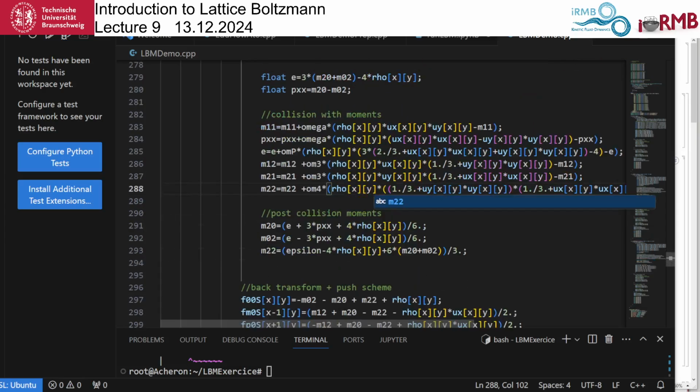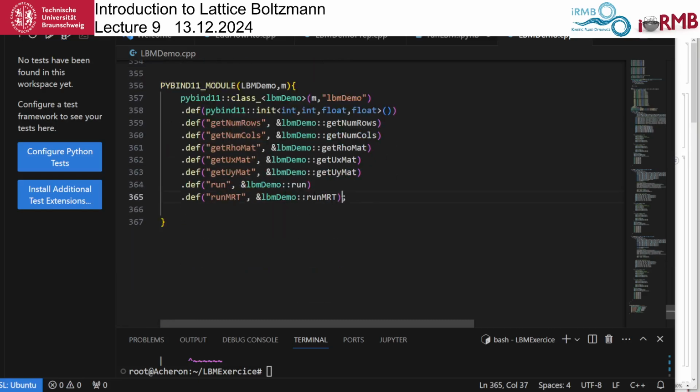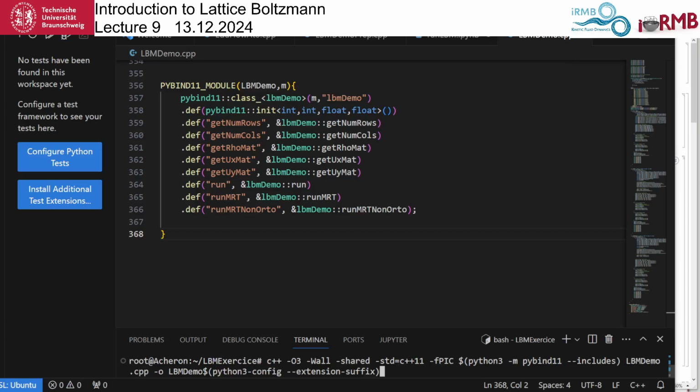And then we don't need to do this. The only thing that we still have to do is to amend this by our new function, which we call non-also. Okay? Save. Compile.